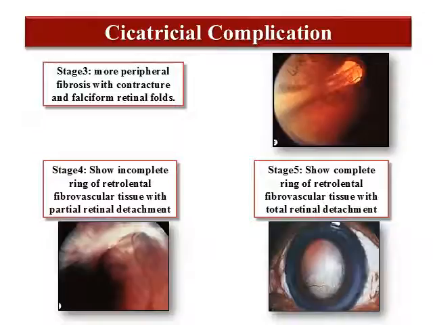Stage 4, incomplete ring of retrolental fibrovascular tissue with partial retinal detachment. Stage 5, complete ring of retrolental fibrovascular tissue with total retinal detachment. Both these stages can present with leukocoria in neglected children.